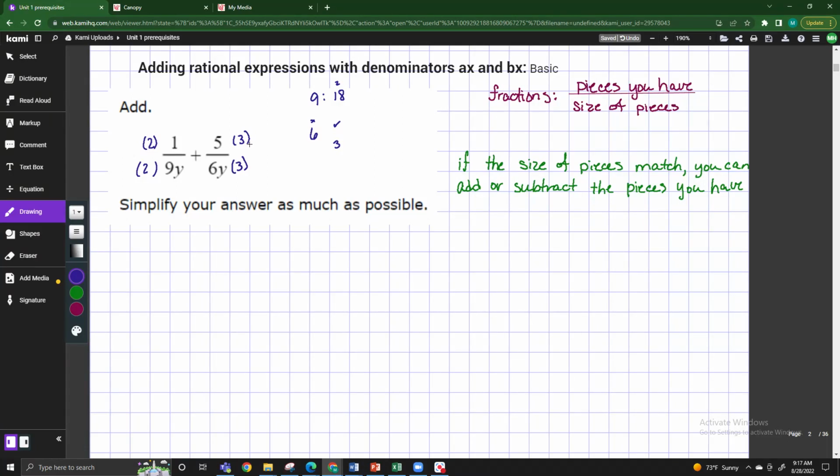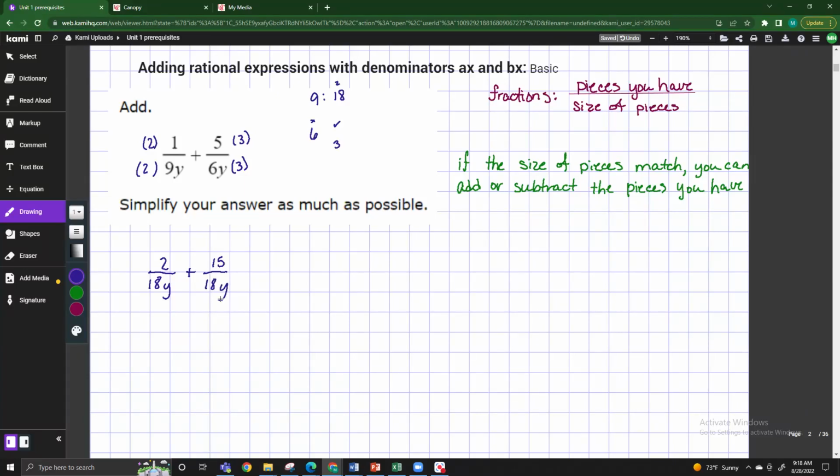So now I have to see what my problem looks like. I have 2 times 1, so 2 over 2 times 9y. I multiply the numbers together. I have 18, and I still have that y. I have the plus sign in between. And then 5 times 3 is 15. And 3y times 3, multiply those numbers, so we have 18y.